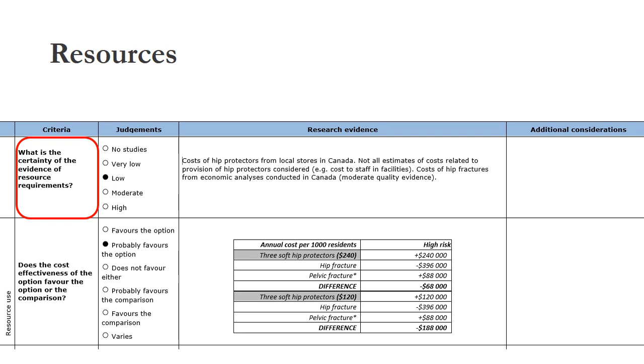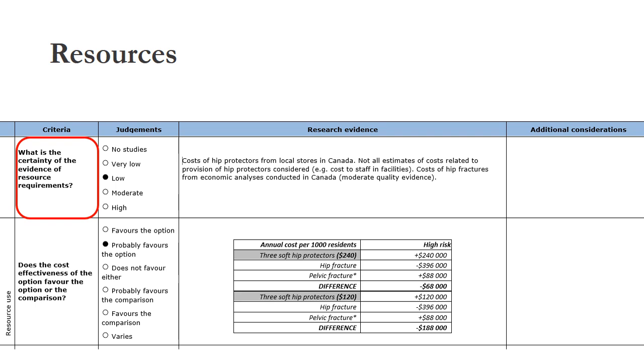Next, they considered what we knew about the resources. So we looked at evidence about resources and costs about the hip protectors and graded that evidence. We used some evidence from the local setting, for example, how much it costs to purchase the hip protectors in Canada, and also evidence from economic analyses about the cost of hip fractures and other important fractures in Canada.